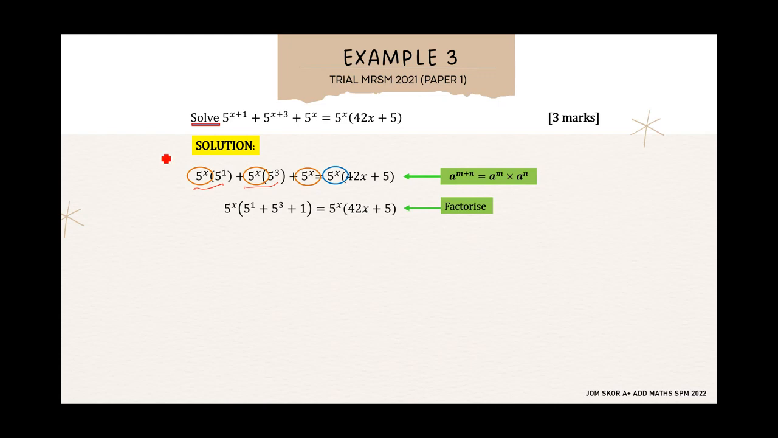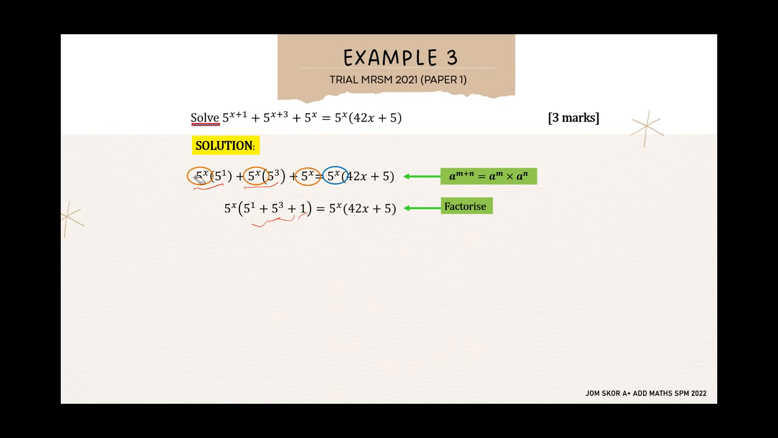Bila term yang pertama ni kita bawa keluar 5 kuasa X, kita akan tinggal 5 kuasa 1. Term yang kedua pula, bawa keluar 5 kuasa X, yang tinggal adalah 5 kuasa 3. Term yang ketiga, 5 kuasa X bawa keluar, yang tinggal adalah 1. Hati-hati bukan kosong, sebab 5 to the power of X times 1. Jadi yang tinggal adalah 1. To make sure that you have factorized correctly, selalulah expand balik. So expand balik sama tak dengan expression dekat atas? Kalau sama, insyaAllah you berada di track yang betul.